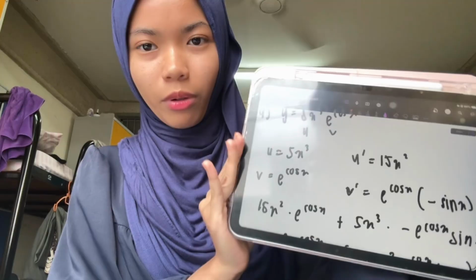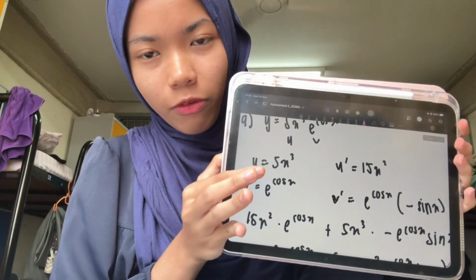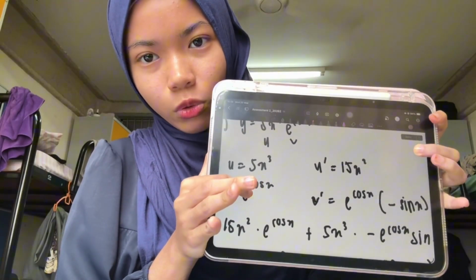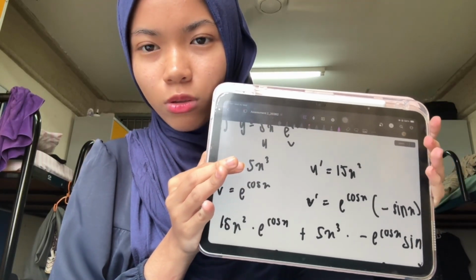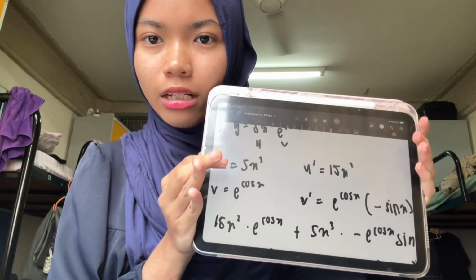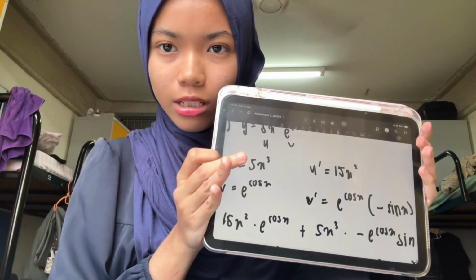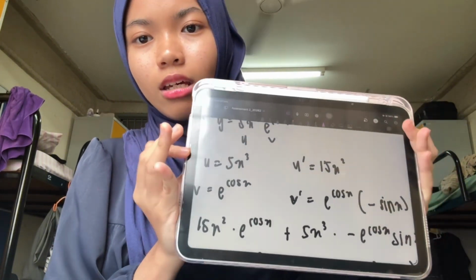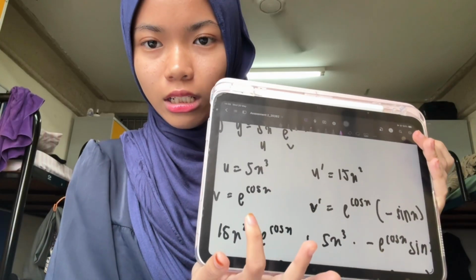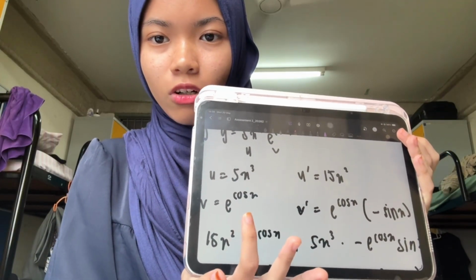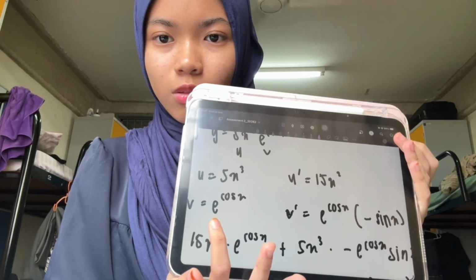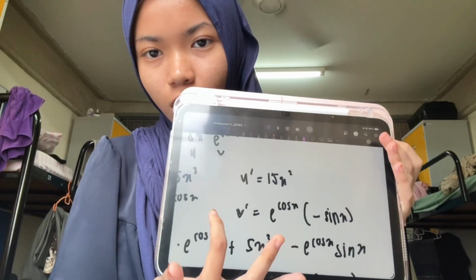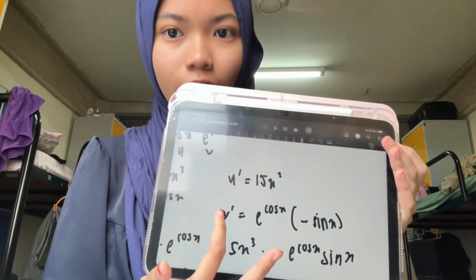So how to get u prime? We need to differentiate 5x^3. We get 15x^2, because we multiply the power 3 with 5, we get 15, and then the power n minus 1, we get 3 minus 1, which is 2. And then for v, we need to differentiate e^(cos x). Differentiating e^(cos x), we still get e^(cos x), but we need to differentiate the angle cos x as well. We get negative sin x.